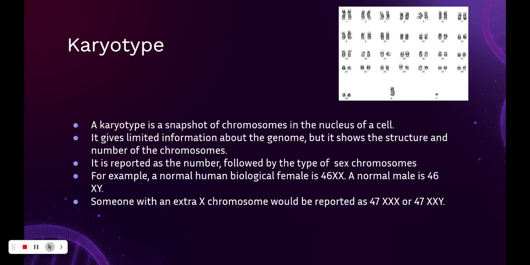When you get a karyotype, it's reported as the number, the ploidy, and then it's followed by the type of sex chromosome. So, for example, normal human assigned female at birth is 46XX. That person has 46 chromosomes, and the sex chromosomes are XX. Normal assigned male at birth is 46XY. Someone with an extra X chromosome would be reported as 47XXX or 47XXY. So you would know that that person was aneuploid and you would know what they had.